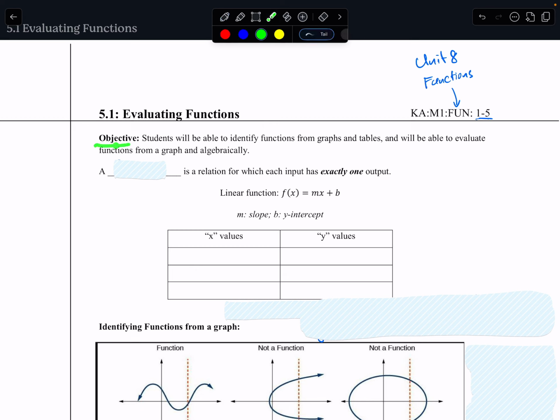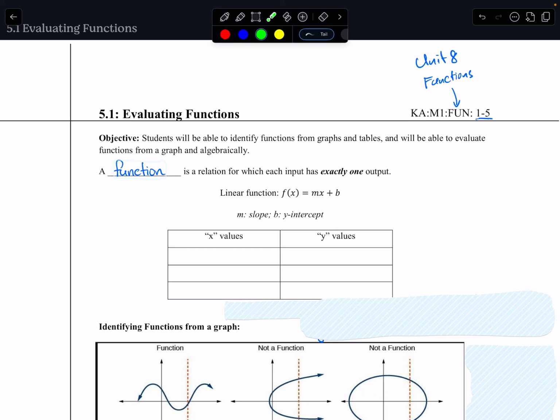Our objective is that you'll be able to identify functions from their graphs and tables, and we'll be able to evaluate functions from a graph and algebraically. Okay, so the big word here is functions. That's going to be our first definition. A function is a relation for which each input has exactly one output.